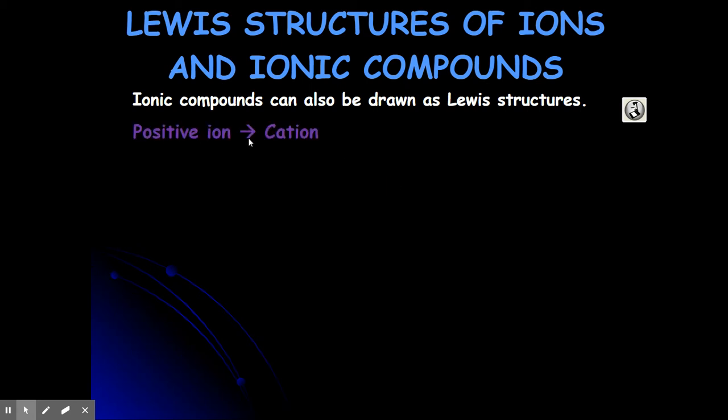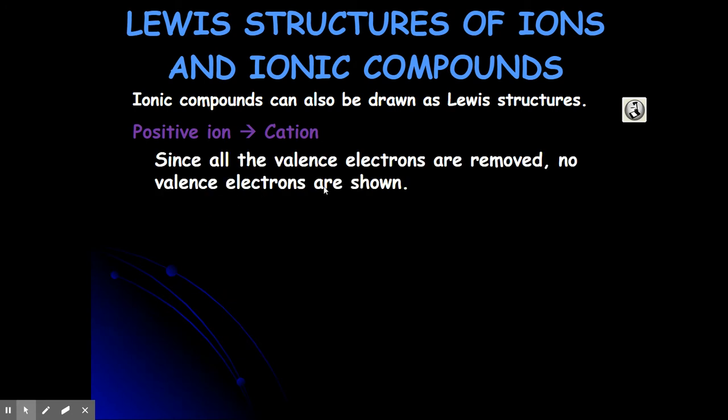A term that's new for us right now is a positive ion is a cation. All right, a negative ion is an anion. A way to remember that is cat has a T in it, which looks like a plus sign, which would be a positive ion, and anion's got an N in it, which is negative. All right, which is the beginning of negative. So it's kind of a little trick to remember. Since all of the valence electrons are removed, no valence electrons are shown.